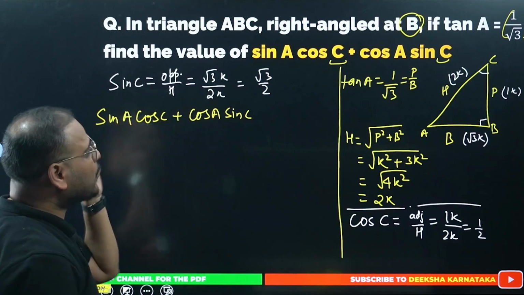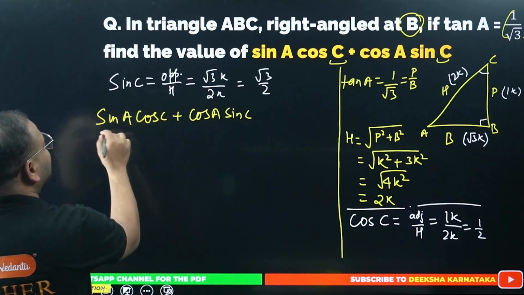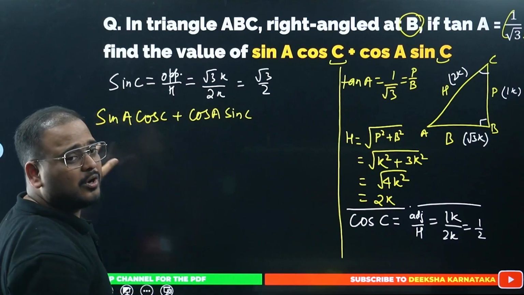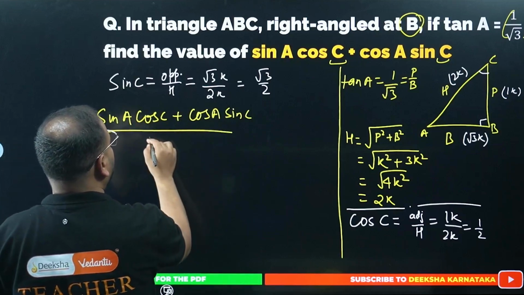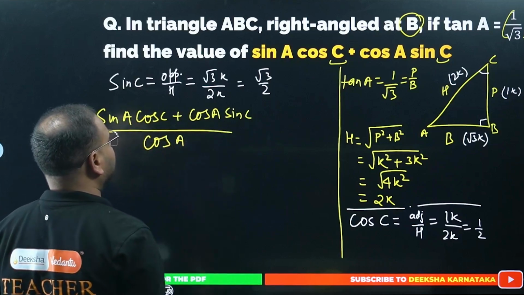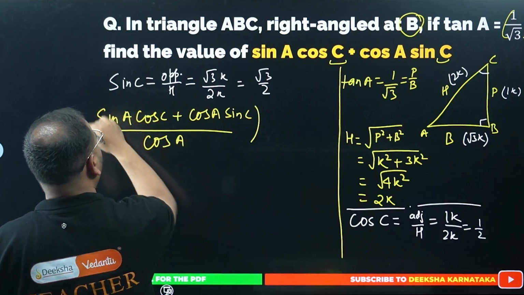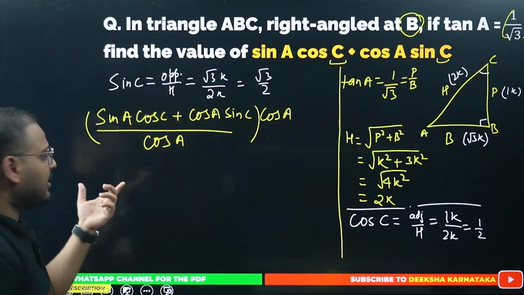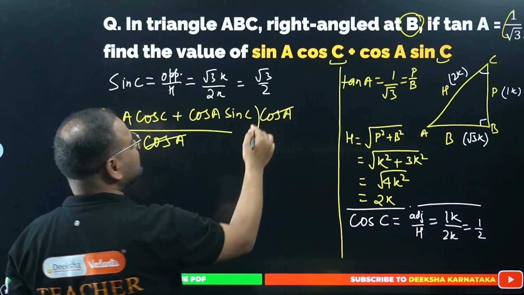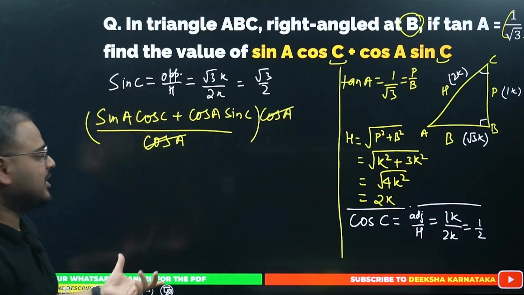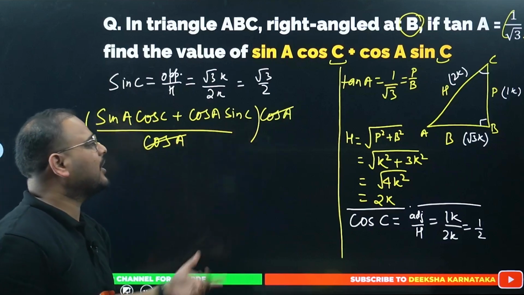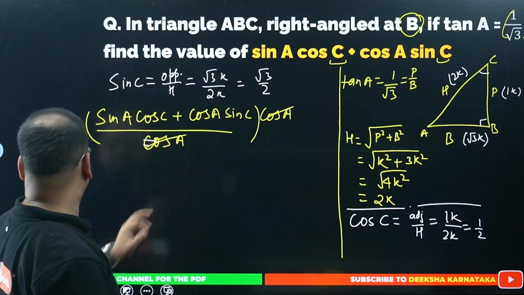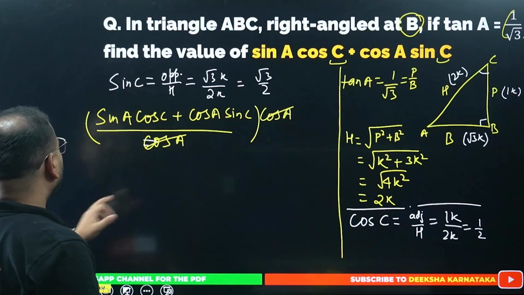If I divide everything by cos to make sin A by cos as tan, I have to multiply also with cos, no? Why, sir? Because I cannot change the statement of the question. If I'm dividing, these have to cancel each other. So for that reason, it's not that great to use that relation over here.